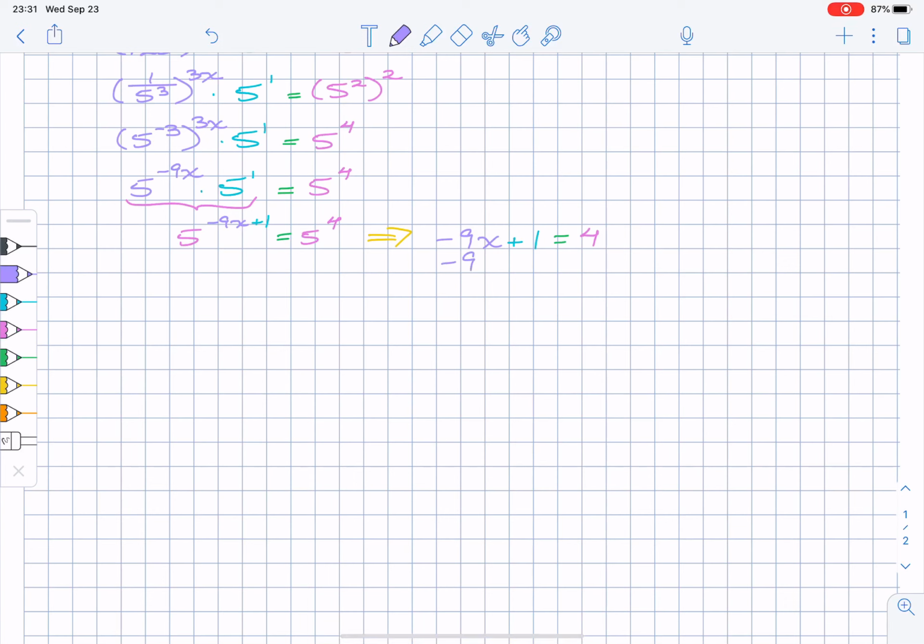So let's go ahead and subtract 1 from both sides. So we get that minus 9x must be equal to 3. Dividing both sides by negative 9, we get x is equal to negative 3 over 9, which of course reduces because 3 goes into 9 3 times, so minus 1/3 will be our final answer.